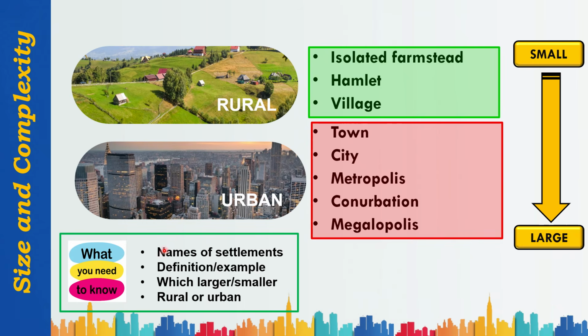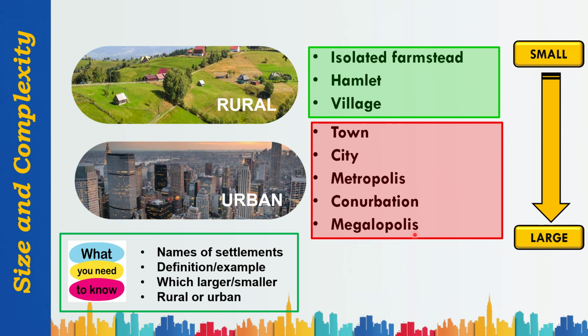Okay, now these are the things you need to know. You need to know the names of these settlements. We know them now. Isolated farmstead is the smallest one, then a hamlet, a village, a town, a city, a metropolis, a conurbation, and a megalopolis. Now we need to know how to define them. Which one is smaller, which one is larger? You must know them in this order. Which one is rural, which one is urban? We know the first three are rural settlements, and then the last five are the urban settlements.